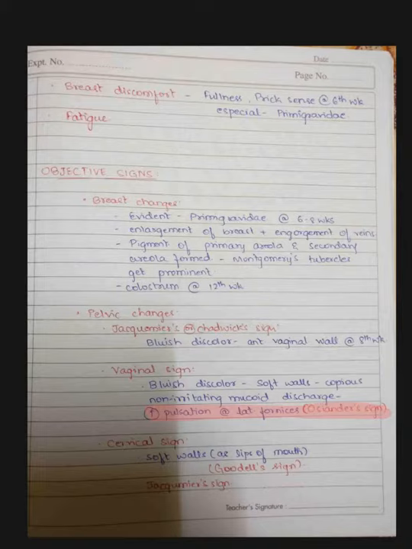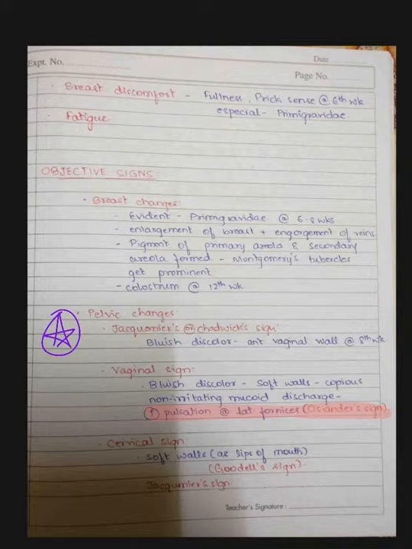The colostrum will get secreted at 12th week. It will be a deep yellow colored alkaline serous fluid. Coming to the pelvic changes, the pelvic changes show many types of signs, and this is the most important thing you have to remember. And first is the Jacquemer sign, or also called as the Chadwick sign.